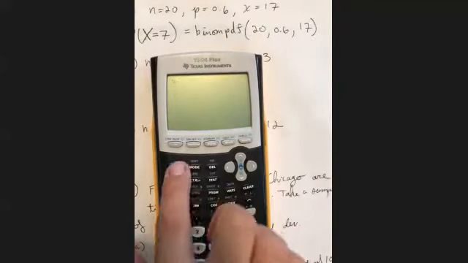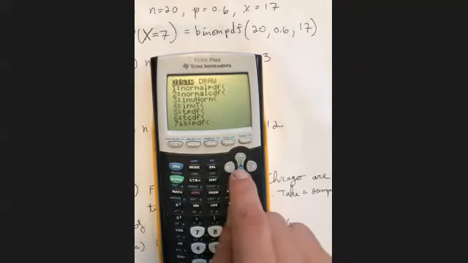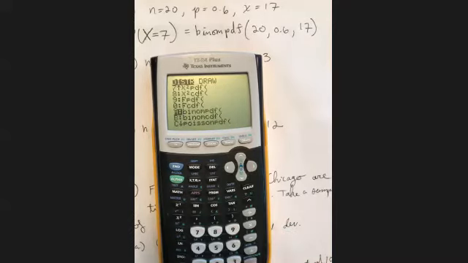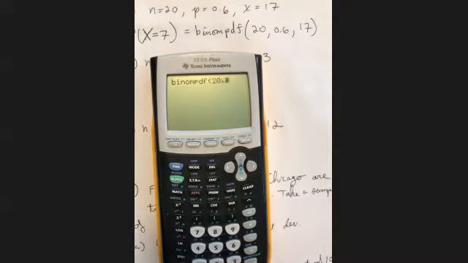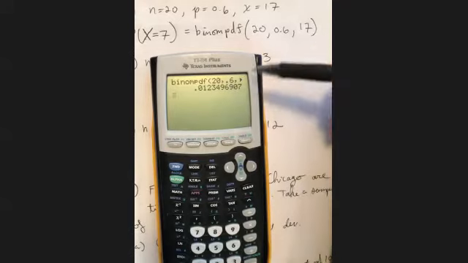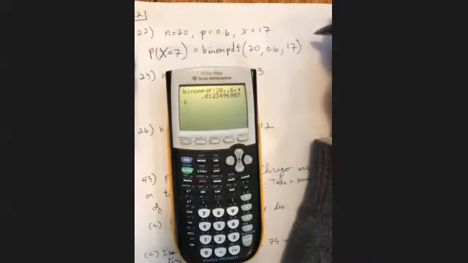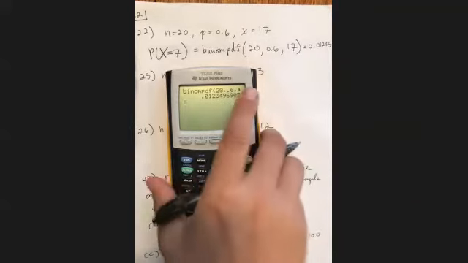So to get there, we hit the second button, we hit the vars button, and we scroll way down until we get to the binom PDF, CDF. You see both of those. We choose the PDF function. We put in the inputs 20, 0.6, 7. Boom. And we get a number. This is the probability, 0.01235.